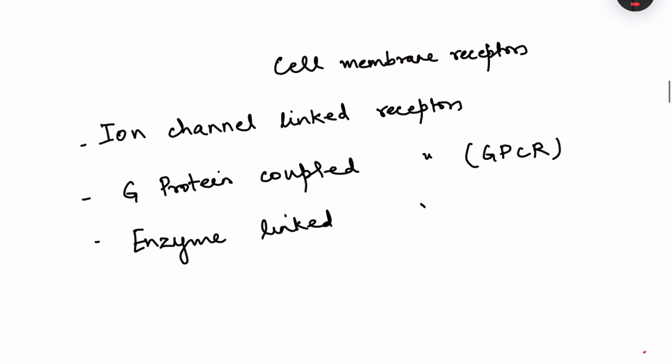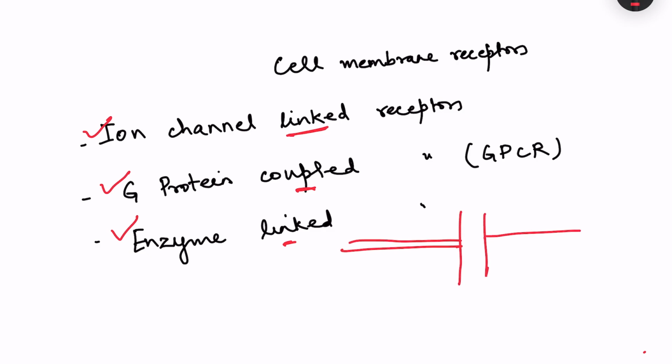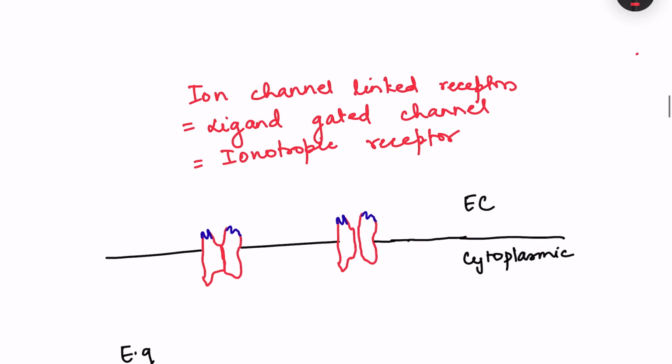So what are the mechanisms by which these act? There are different types of mechanisms. First we will discuss the cell membrane receptors, and these again are of three different types. We have the ion channel linked receptors, G protein coupled receptors, that is GPCR, also known as G protein linked receptors, and then we have enzyme linked receptors. As you see from the names, these receptors are linked or coupled. Suppose this is the cell membrane and here is the receptor. These receptors are linked either with an ion channel, or with a G protein, or with an enzyme. So first let us see what this ion channel linked receptor is.